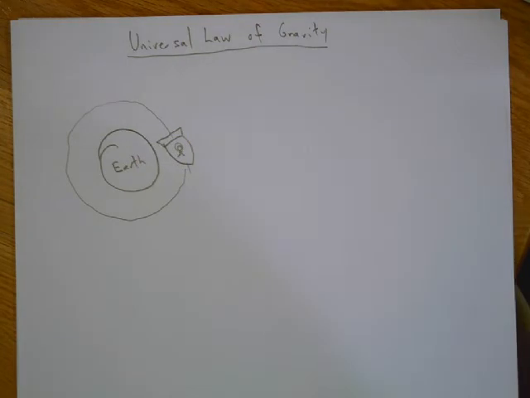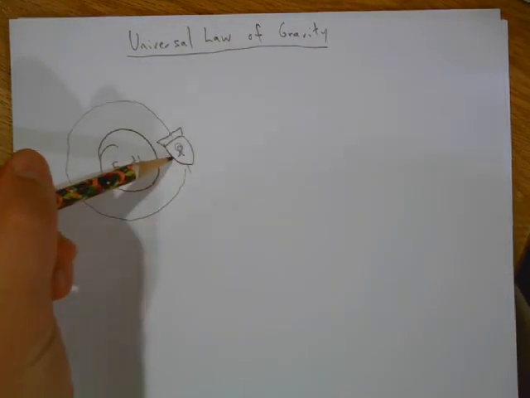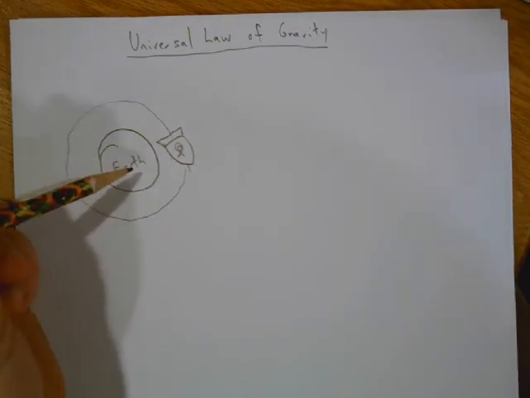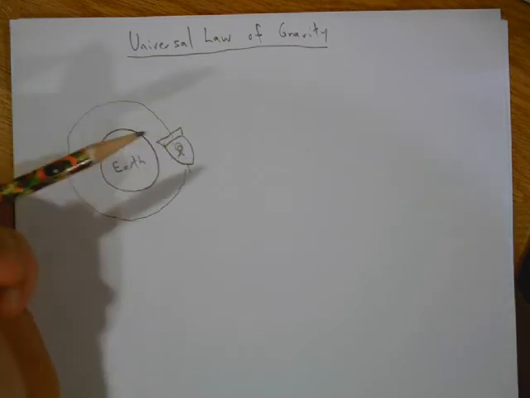If you were to ask most people, why does the astronaut float around? In fact, this was your question, and maybe you said the same. Most people would say, oh, the astronaut floats around because there's no gravity there. But then if you were to ask that same person, why does the spaceship orbit the Earth? They would tell you gravity.